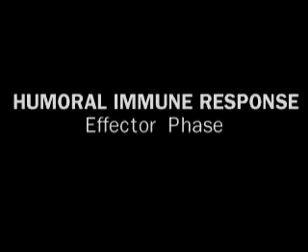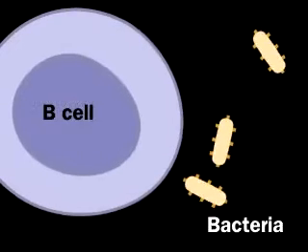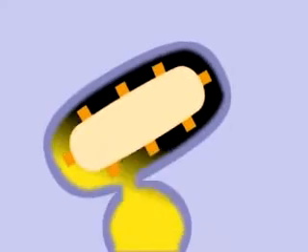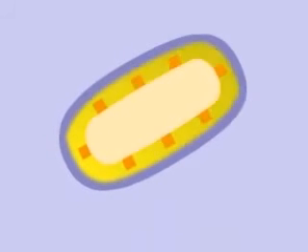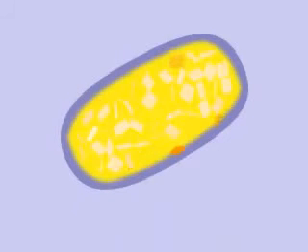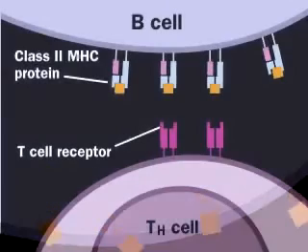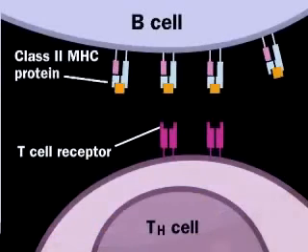In the effector phase of the humoral immune response, activated helper T cells help B cells develop into antibody-producing plasma cells. Consider a B cell which has encountered the same antigen as was recognized by the original helper T cell. The B cell processes the antigen, and class II MHC proteins transport the pieces for display on the B cell surface. Thus, the B cell becomes an antigen-presenting cell.